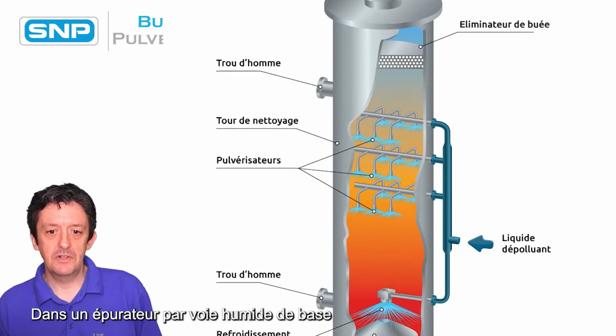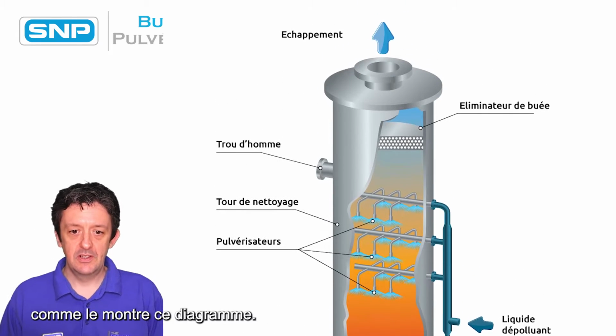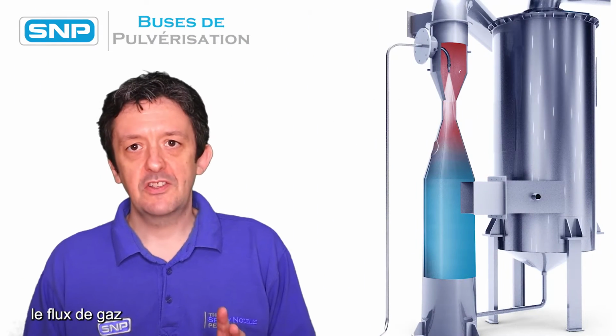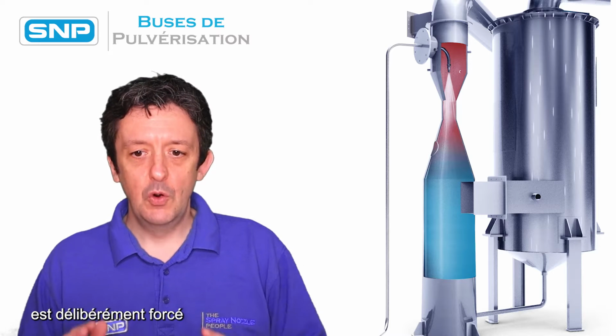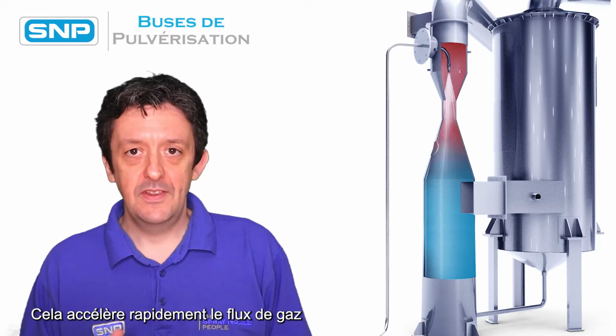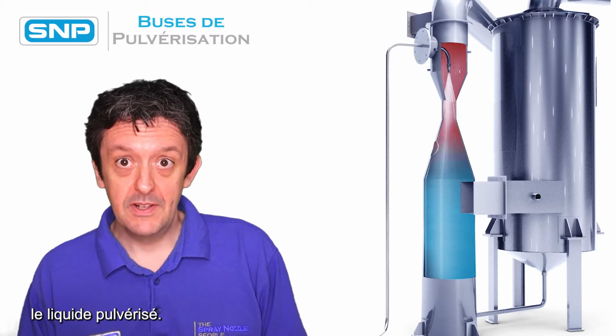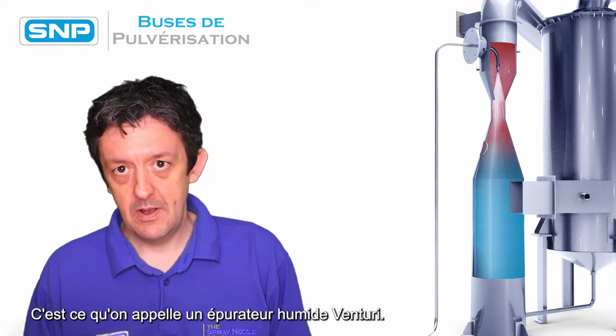In a basic wet scrubber design, the gas is passed through a sprayed liquid as shown in this diagram. In some scrubber designs, the gas flow is deliberately forced into a narrow throat. This rapidly speeds up the gas flow, and this speeding up of the gas flow helps to better atomize the sprayed liquid. This is known as a Venturi wet scrubber.